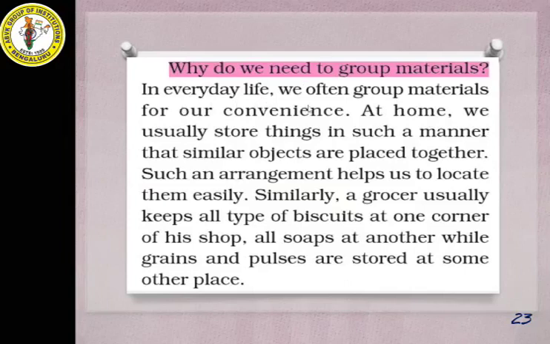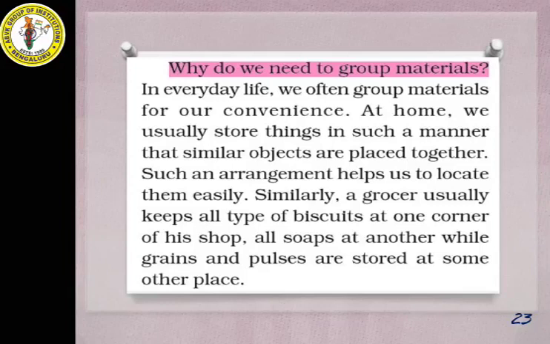In everyday life, we often group materials for our convenience. At home, we usually store things in such a manner that similar objects are placed together. In our home, we have a cupboard. The dress I use will be kept in a separate wardrobe. The dress which my father uses will be kept in one wardrobe, and the dress which my brother uses will be kept in another. So they are different wardrobes, and we place related items in one wardrobe, correct? It makes our work simpler.